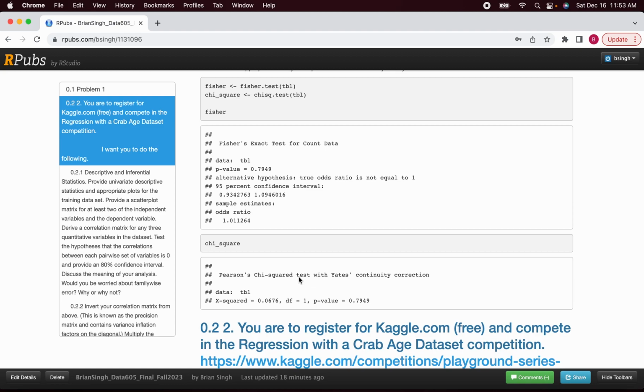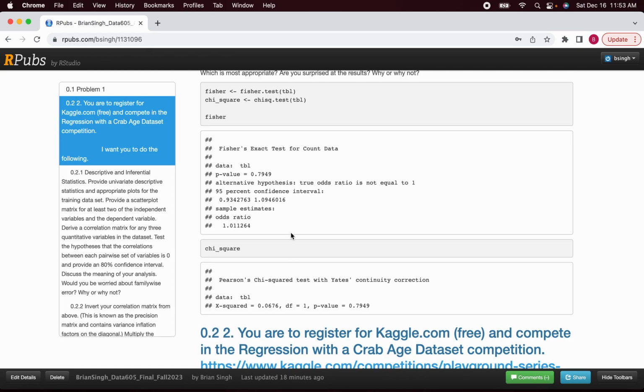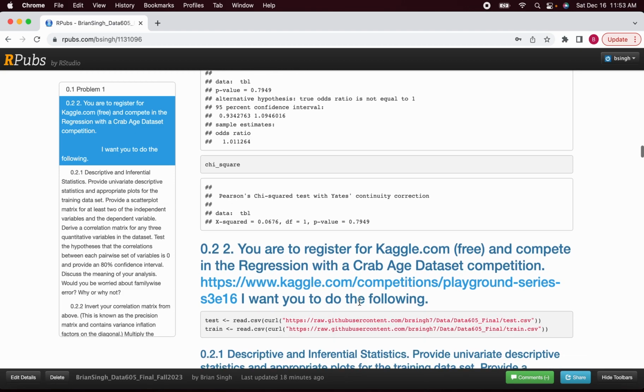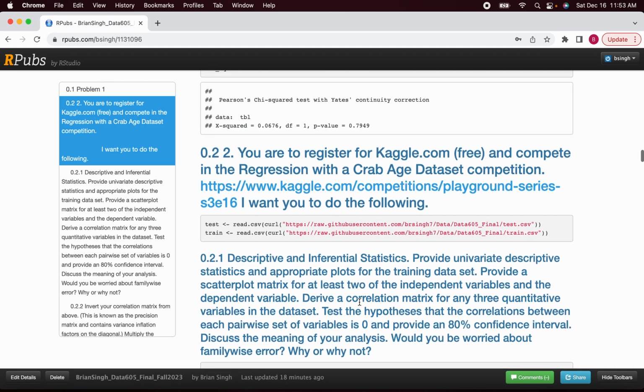Looking at the results, they both give a p-value of 0.7949. Therefore, we can't reject the null hypothesis, so there is no statistical significance in the population. Essentially it's just randomly generated values dispersed amongst a finite range with equal joint and marginal probabilities. Therefore, not too surprising. So that was problem one.